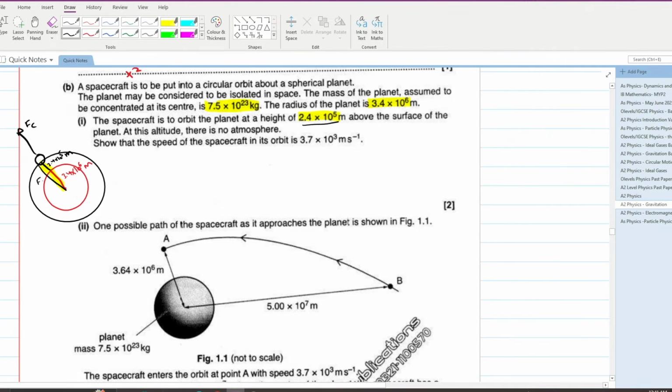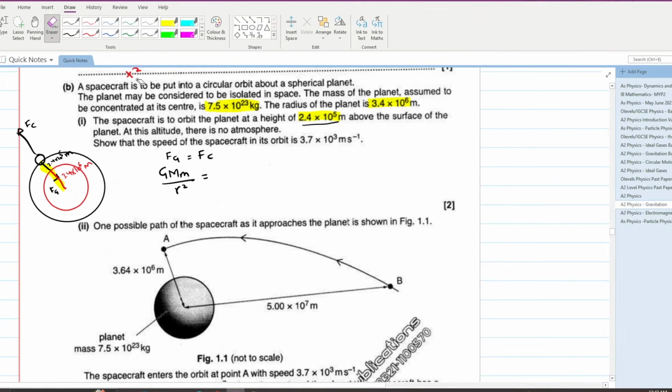Okay, this is the gravitational force, this is the centripetal, whereas I can mark the gravitational force on this line only. Gravitational force is equal to centripetal force. What is the formula for gravitational force? Capital G, capital M, small m divided by what? Divided by R square, that is the separation squared.